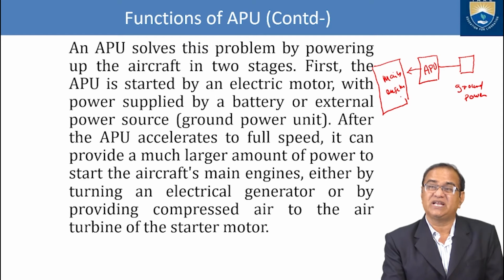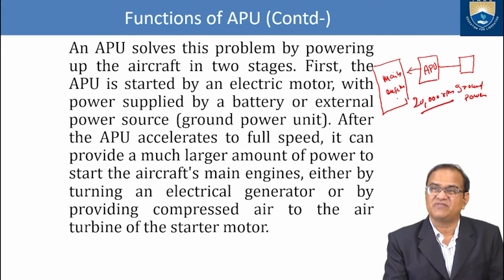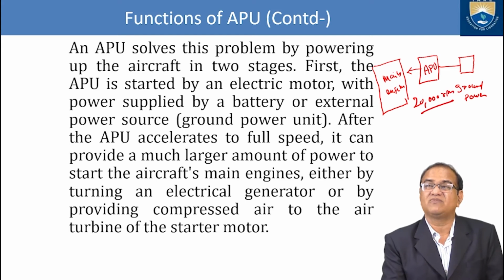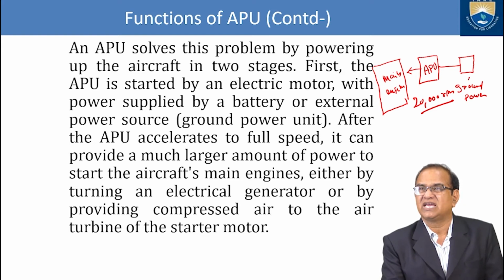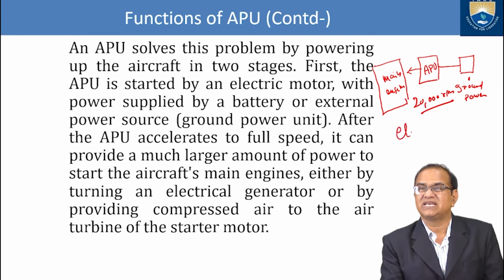And we need a sufficient amount of RPM. RPM may be 20,000 RPM. Then only the pressure will be sufficient from the compressor. Then only it will start. Otherwise, it will not start. This ground supply is not sufficient to rotate at that much speed. So this engine cannot be started with a small power supply. So we need an auxiliary power unit, which can work either by an electrical generator or by providing compressed air.